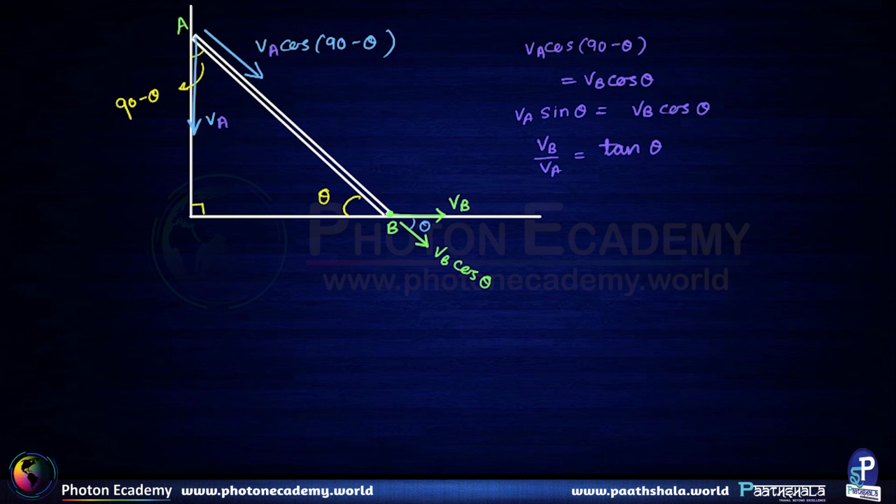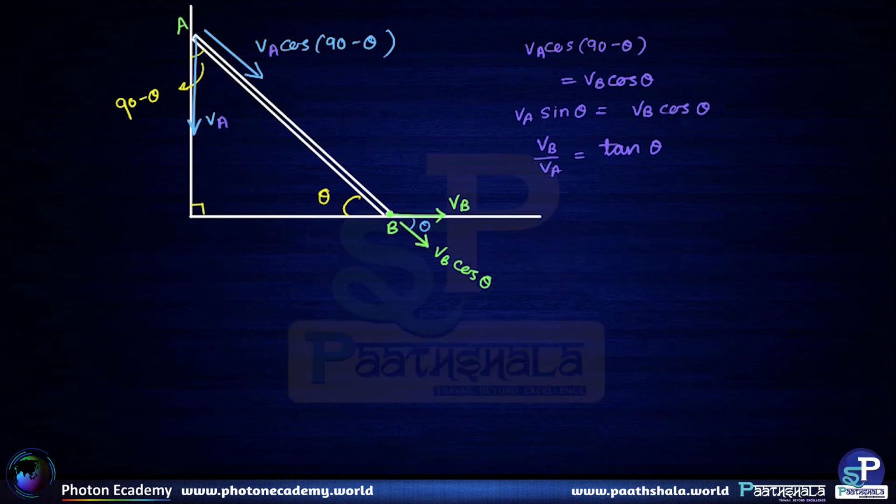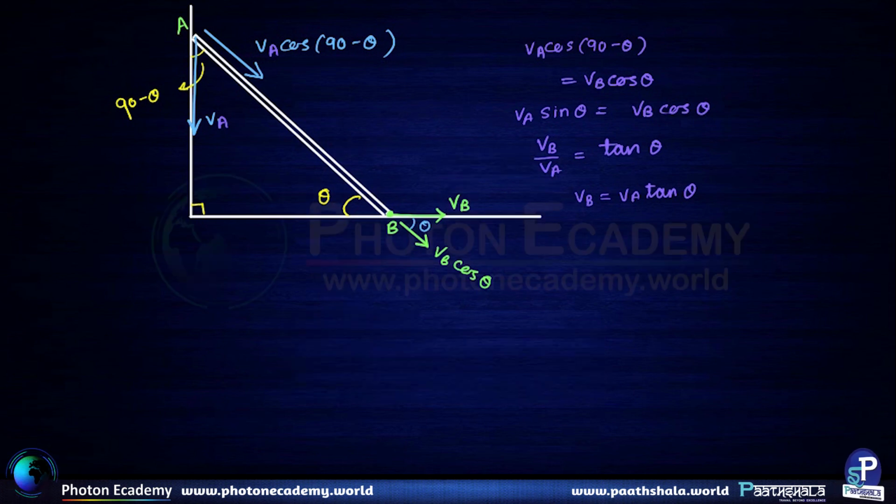If we differentiate the velocity equation, we can write Vb is equal to Va tan theta. For the relationship between the instantaneous accelerations, note that these are instantaneous velocities, because Va and Vb need not necessarily be constant as the rod is falling down. So differentiating it one more time, we get Ab is equal to Aa tan theta. So this is the analysis of the falling rod.